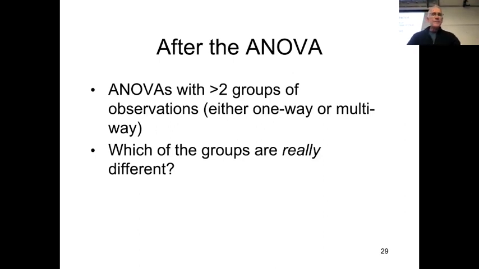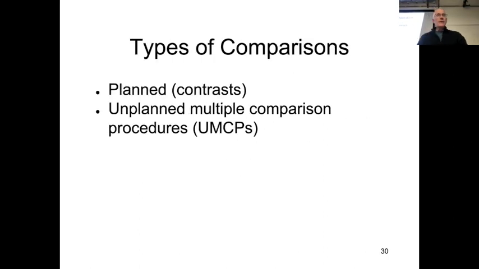But in that kind of situation, there tends to be two types of comparisons that folks make. One is much more common than the other. The first is planned contrasts, they're called, which are fine. It's sort of like in your observational data collection or your experiment, you plan to make these comparisons. And I'll give you a couple of examples of that. And the other, much more common, is the so-called unplanned multiple comparison procedures.